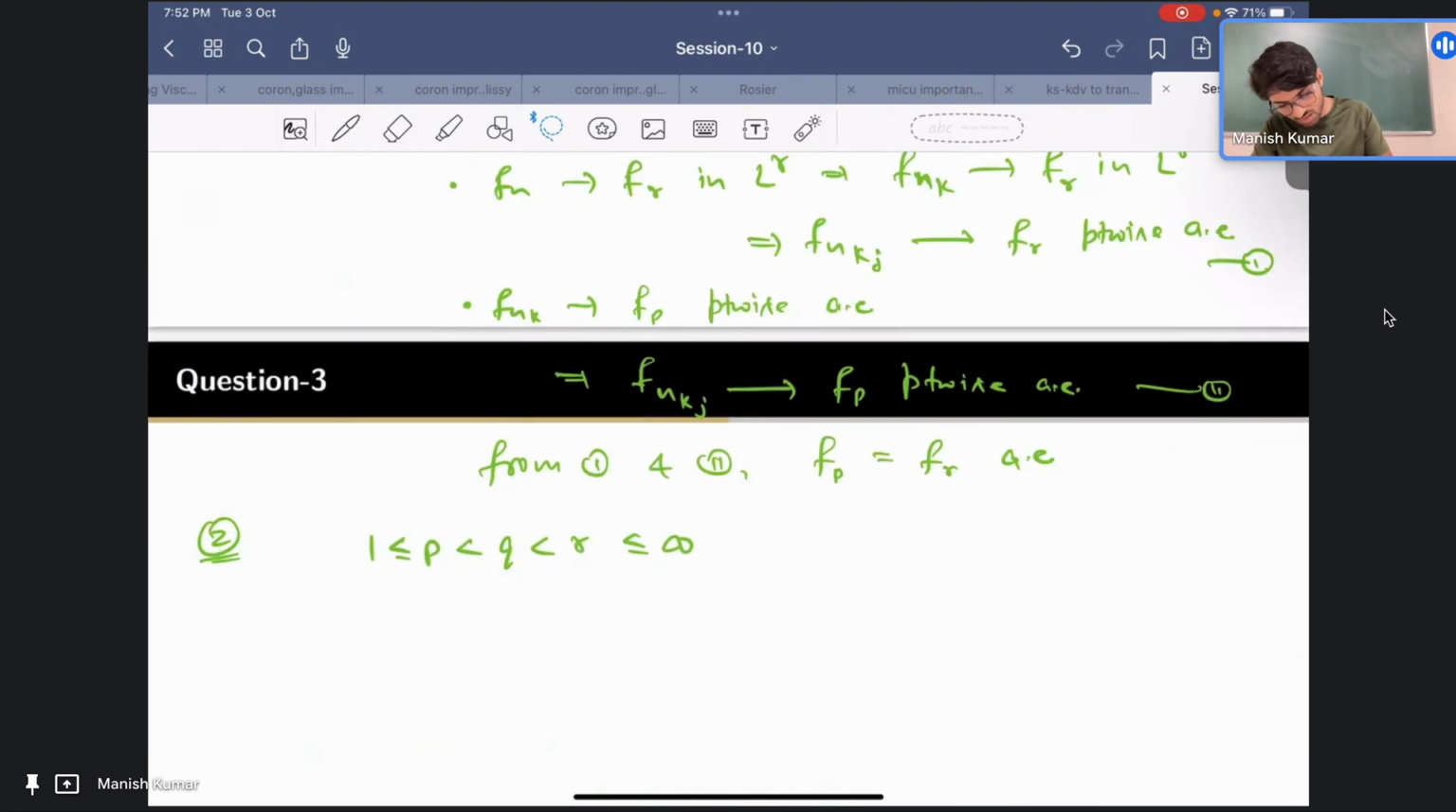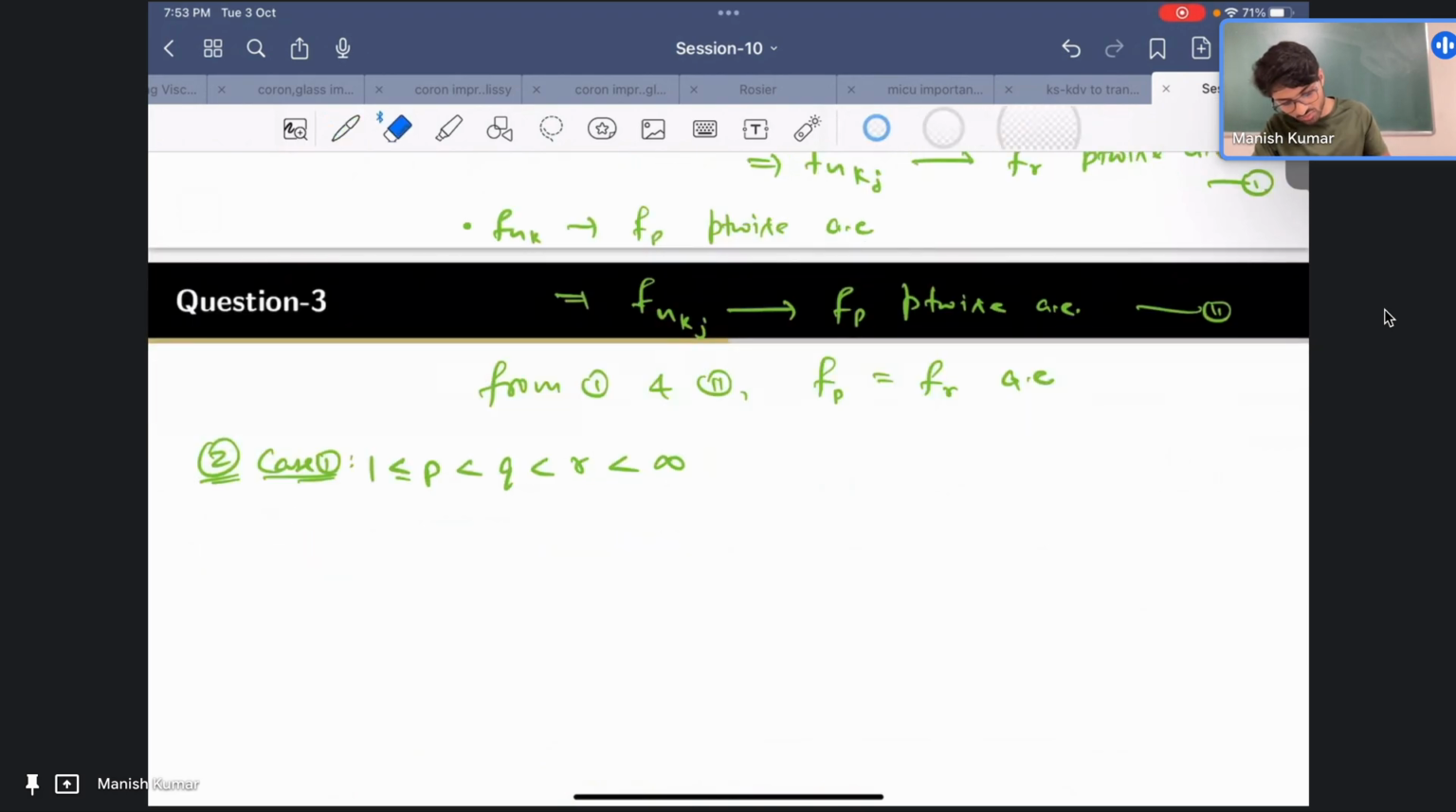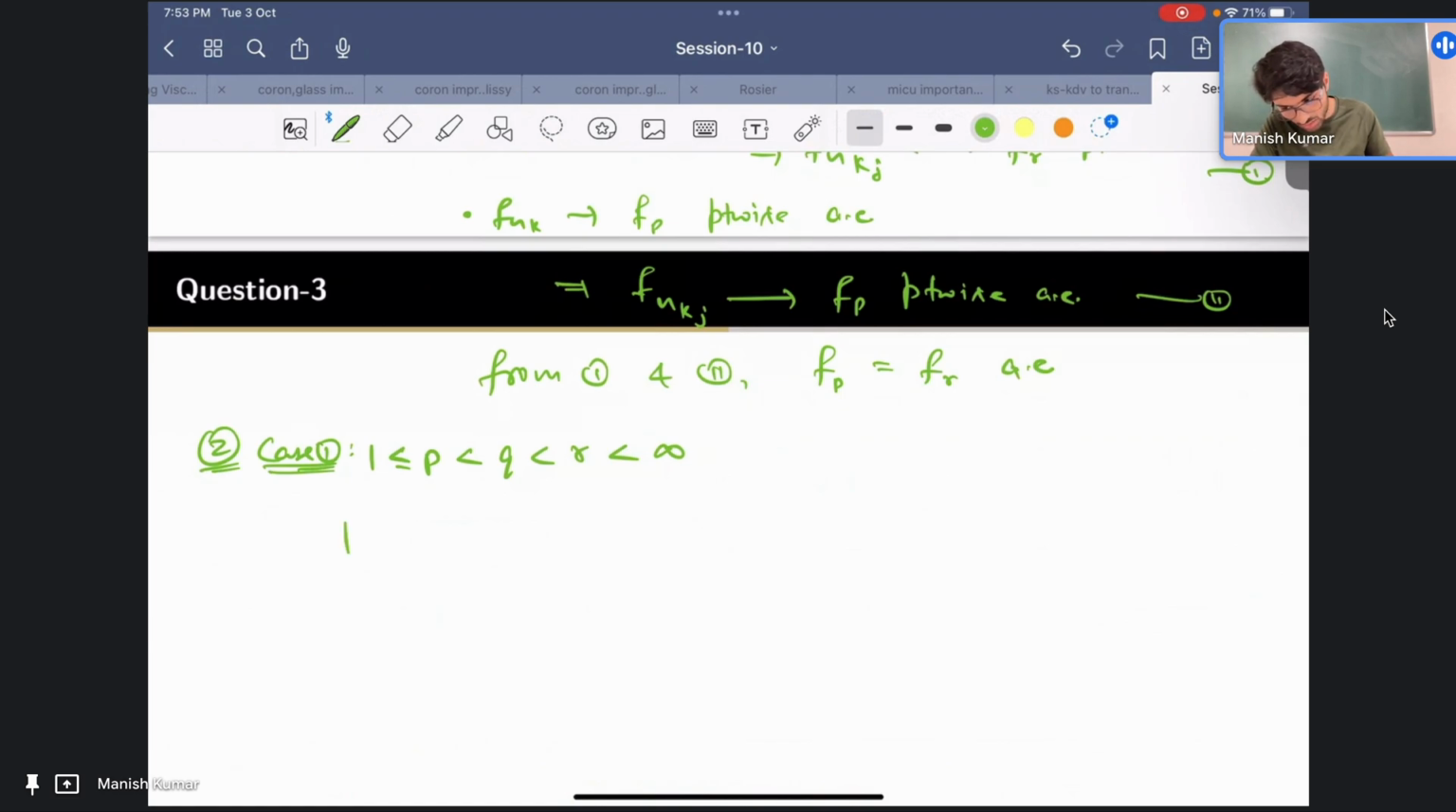Let me consider the cases one by one. Case 1: r is not infinity, so r is finite. Let me prove for this one, and then I'll go to when r is infinity, which is much easier. I have to prove that f belongs to L^q. Note that p is less than q less than r. This means that 1/r is less than 1/q is less than 1/p, and everything is less than or equal to 1 and greater than 0.